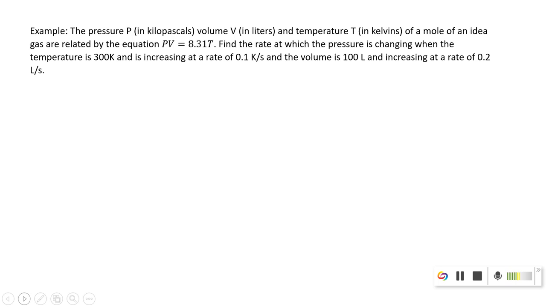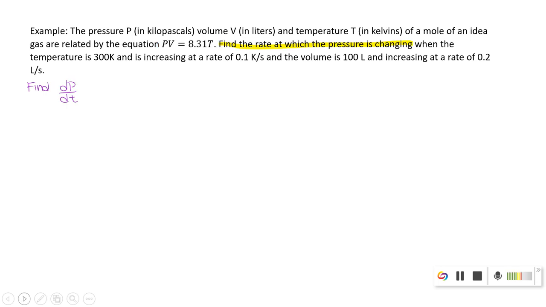This problem says the pressure, volume, and temperature of an ideal gas are related by the equation PV equals 8.31 T. Okay, so that's the equation we have. Find the rate at which the pressure is changing when the temperature is 300 kelvins and increasing at a rate of 0.1 kelvin per second, and the volume is 100 liters and increasing at a rate of 0.2 liters per second.